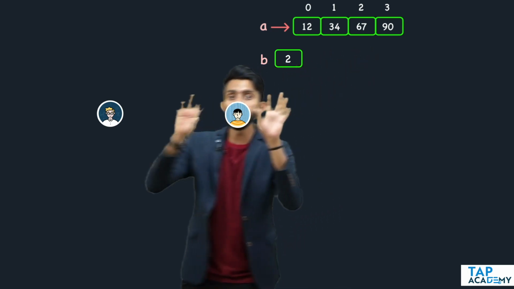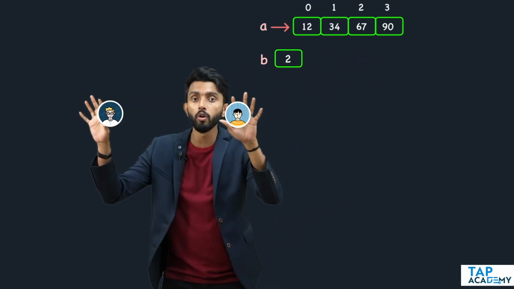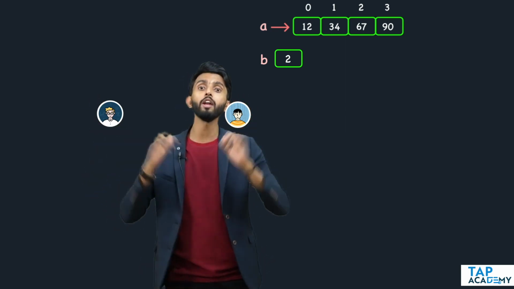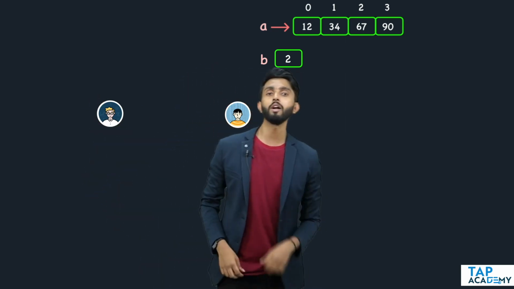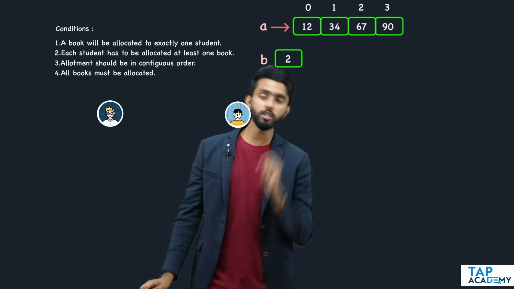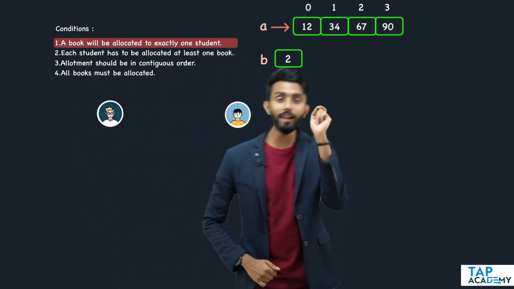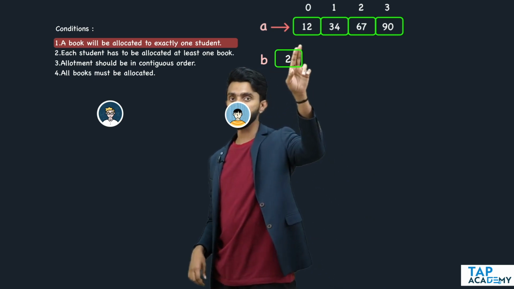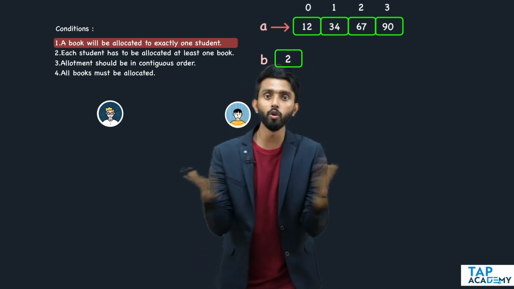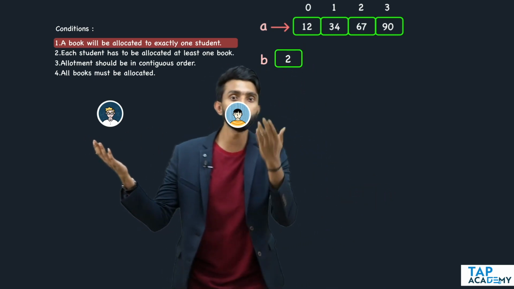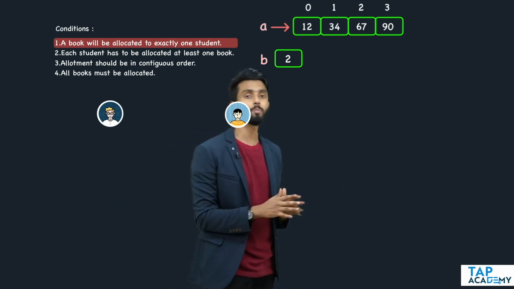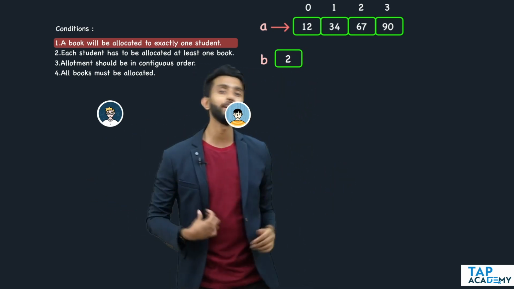But the question has also set a few conditions upon you, based on which only you must allocate books to these students. What are those conditions? First condition, a book will be allocated to exactly 1 student, which means if you take this first book, you cannot tear the book into 2 halves and give 6 pages to this student, 6 pages to this student. Such a thing is not possible. Entire book you have to allocate to 1 student.